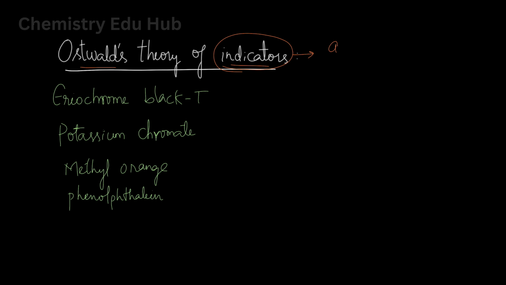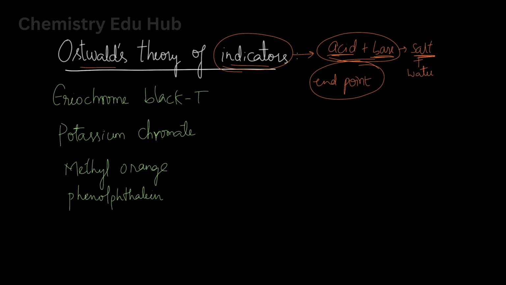Generally, when acid and base react, we know that they form salt and water. Most acids and bases are colorless. So when they react and form salt, the end point, where exactly the acid is neutralized by the base, is not known to our eye because they are colorless. So in order to indicate the end point in any neutralization reaction, we use indicators.